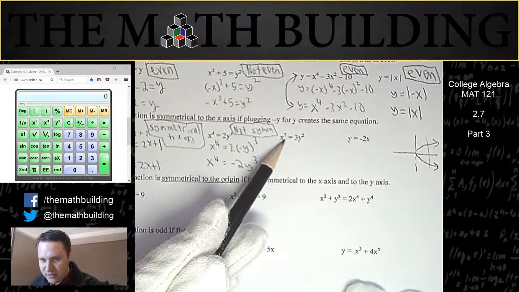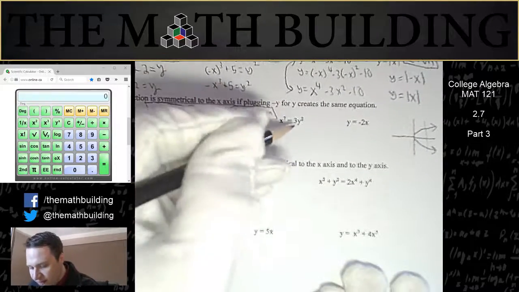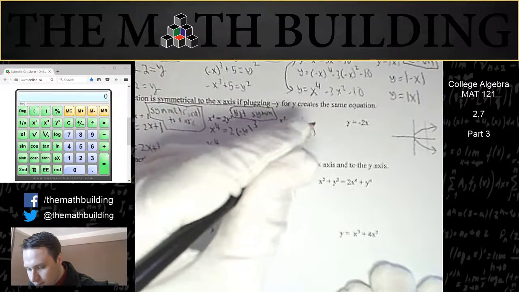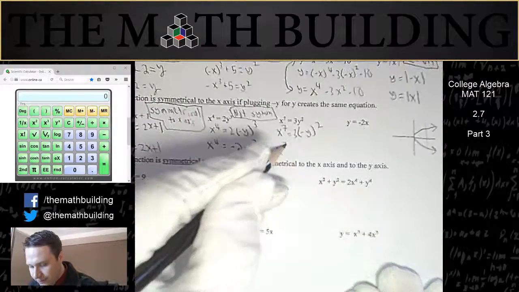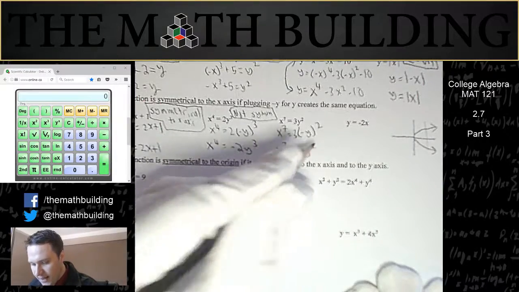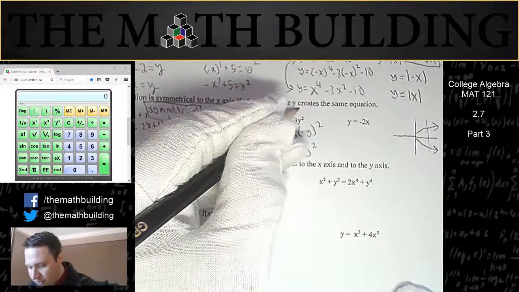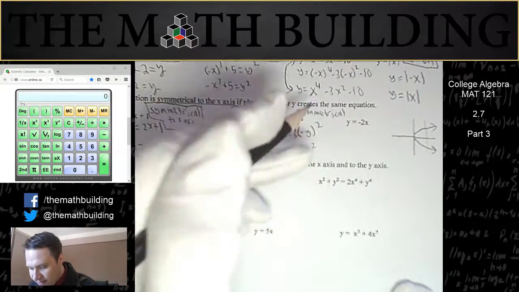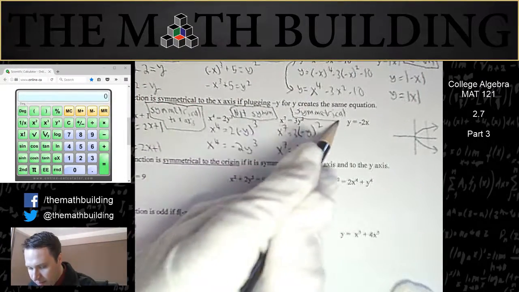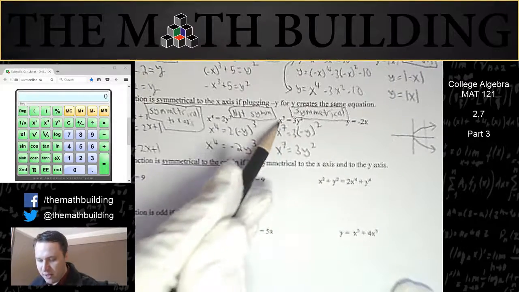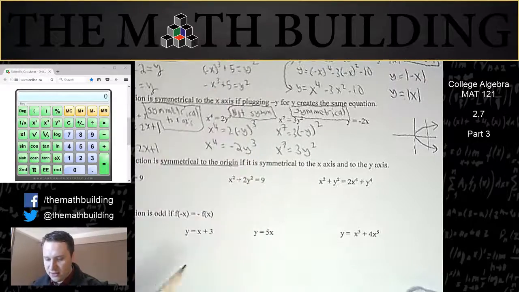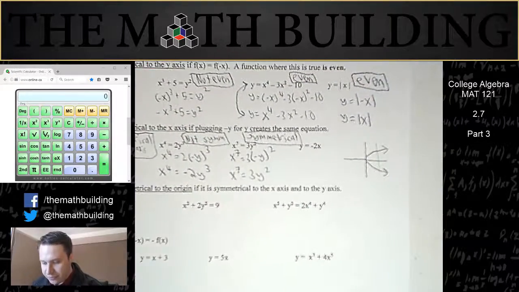This one's kind of the opposite. If we plug in a negative y for y, we get this. The negative cancels because of the square, so that is symmetrical. It is symmetrical to the x-axis, but it would not be symmetrical to the y-axis, because if we plugged in a negative x here, we'd still have the negative, so it's not symmetrical to the y-axis.